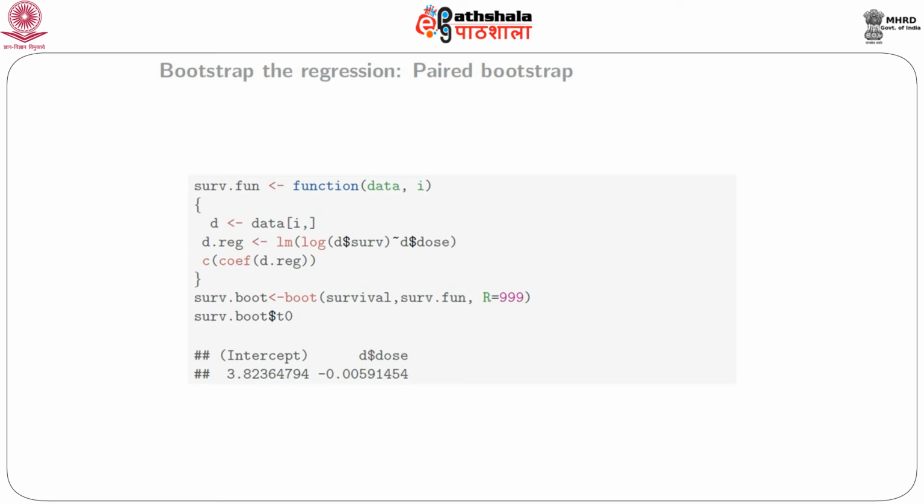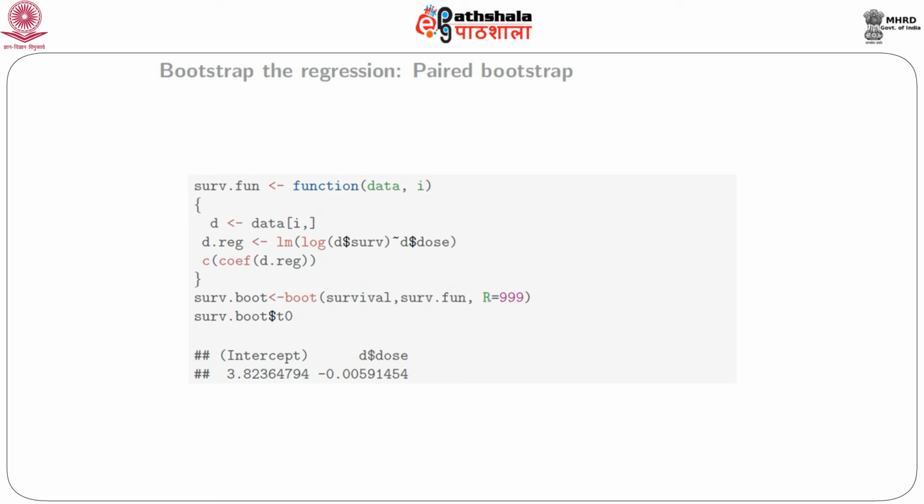After defining this function, we use the boot package. The boot package has a function called boot which does the bootstrap. So, boot(survival, surf.func, R = 999). So, we have given here 3 arguments.